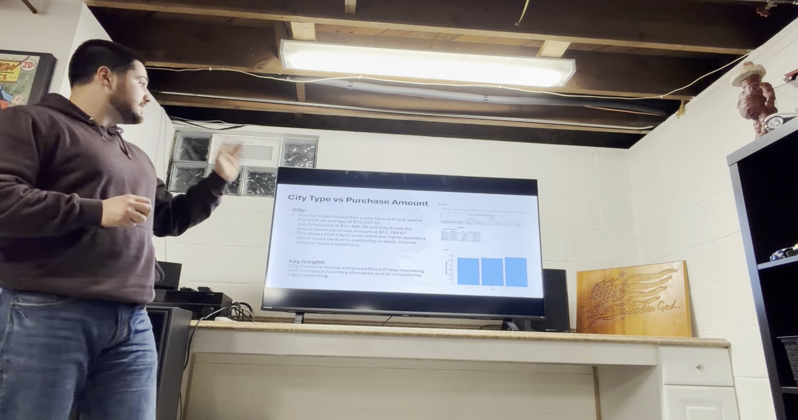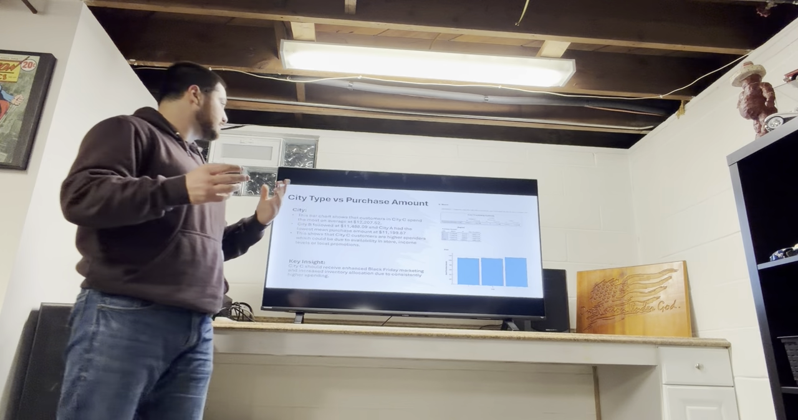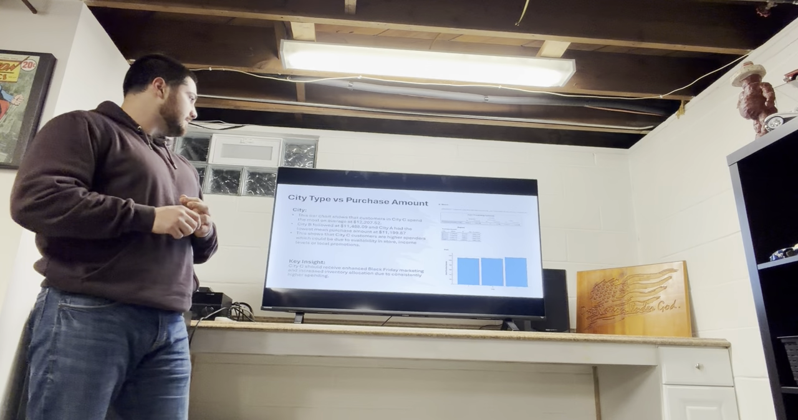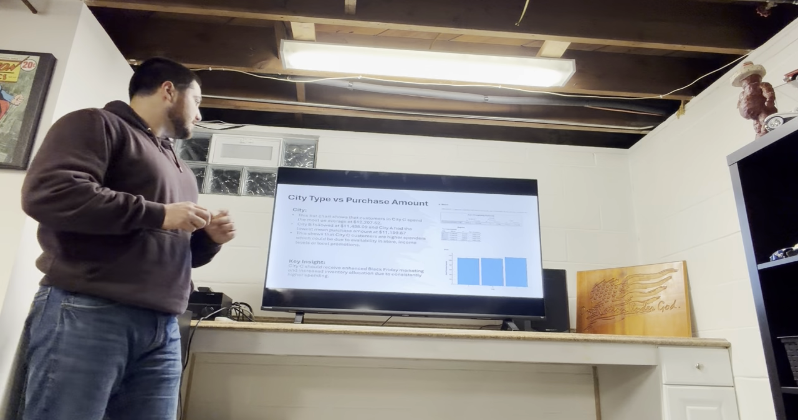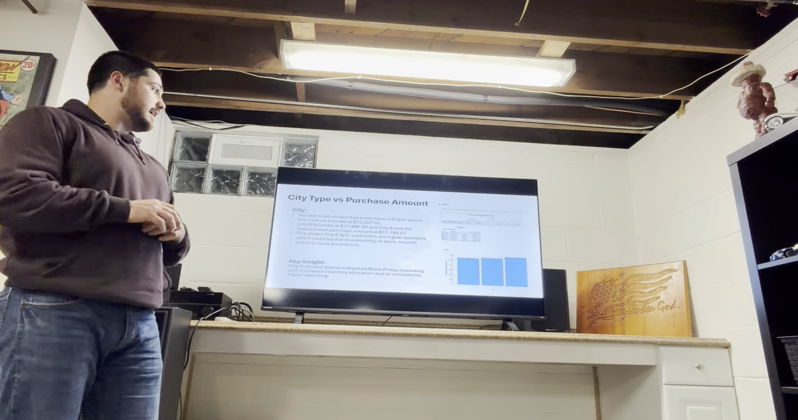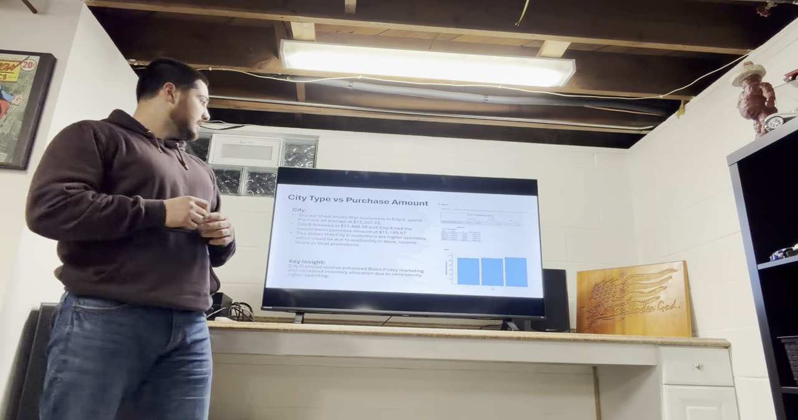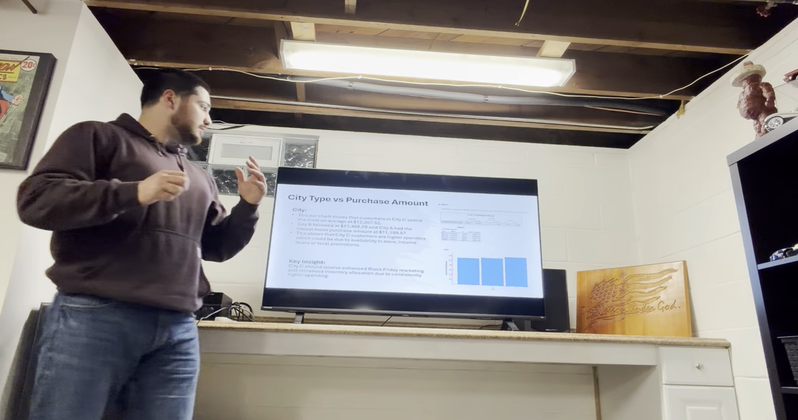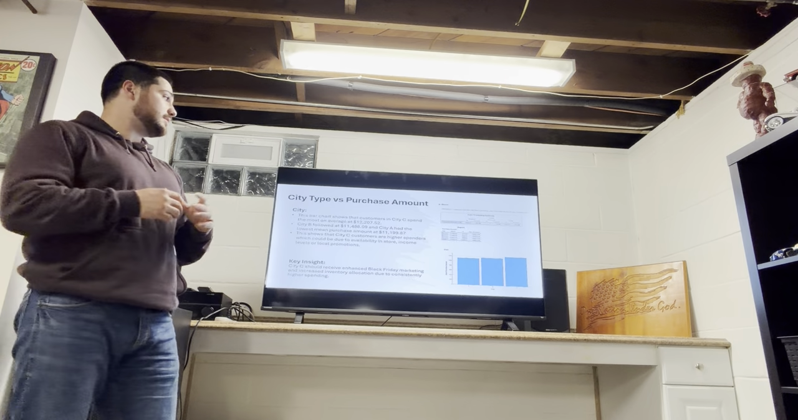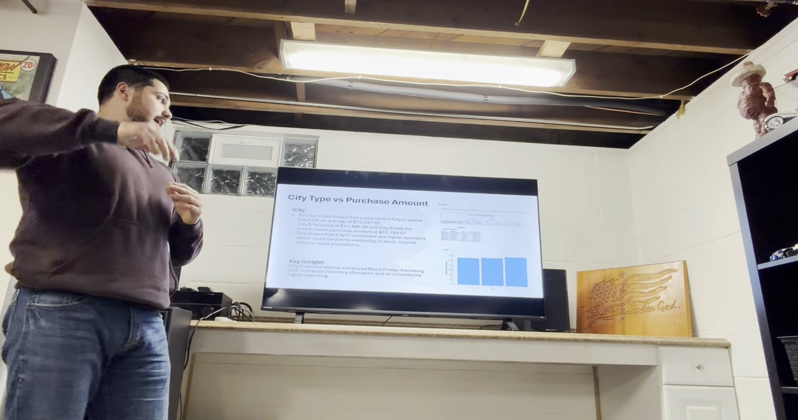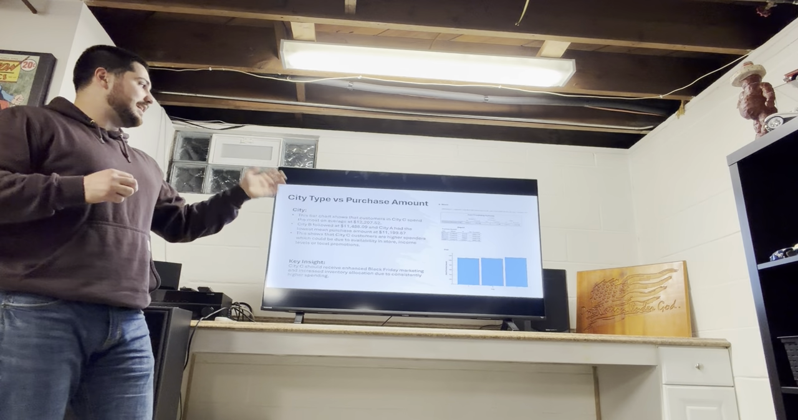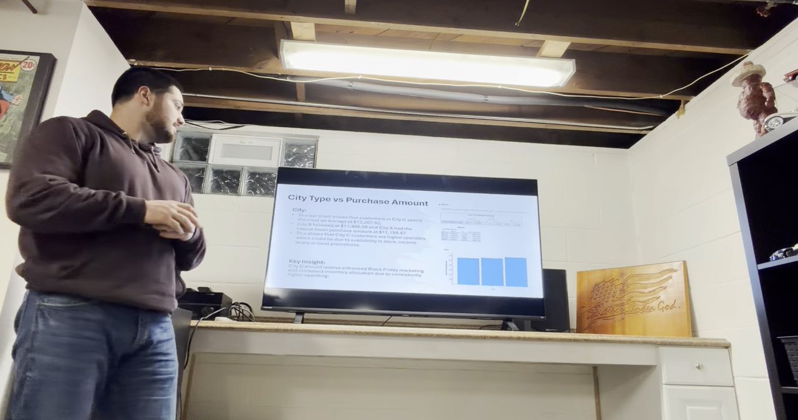So now on to the city versus purchase amount. So there were three different cities, A, B, and C, as you can see here. So the bar chart shows that customers in City C spent the most, on average, with $12,200. And City B followed, close behind, with about $11,400. And then City A came in last, with the lowest mean purchase with about $11,100.